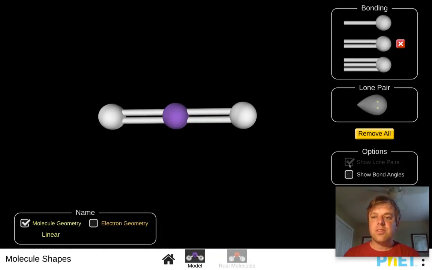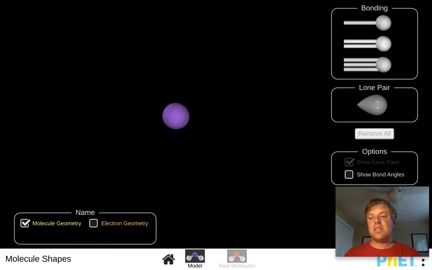There's all sorts of cool things you can do with this simulation. I just want you to play around with it. If you have a resonance structure for a molecule, just create one of them. All the others are the same. They're just rotated in space, essentially. But just go through each of the molecules and take a look at it.